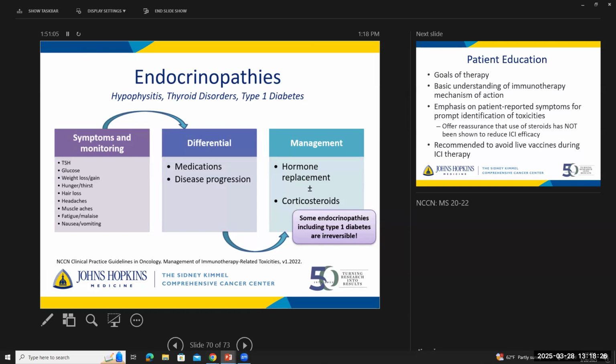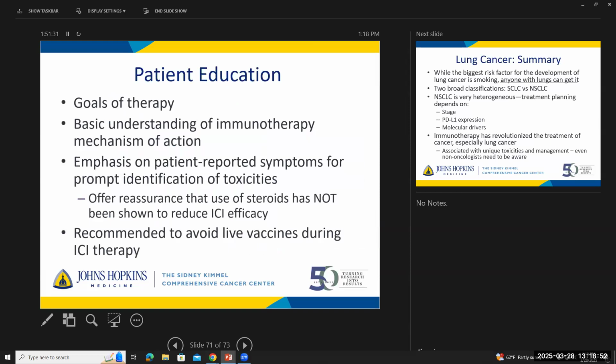So you can see the overstimulated T cells can actually totally destroy the thyroid, and the thyroid will no longer make T3, T4, and they will have to be on chronic replacement. Similarly, we have caused type 1 diabetes in some patients where we have totally destroyed the insulin producing cells in the pancreas, and the patient has to be on lifelong insulin therapy.